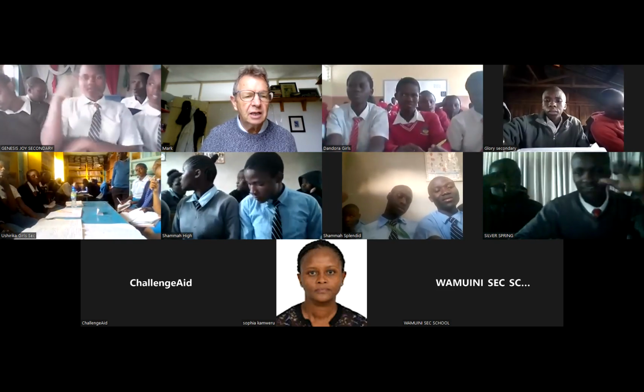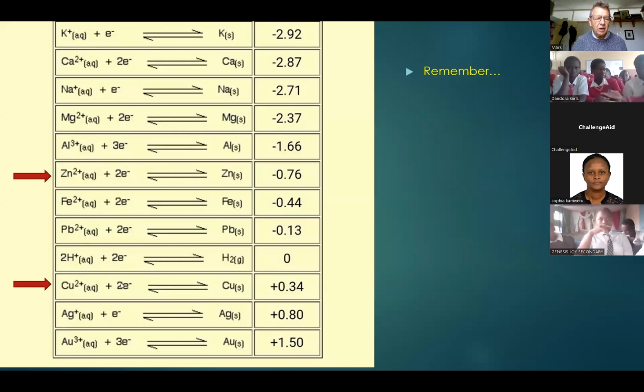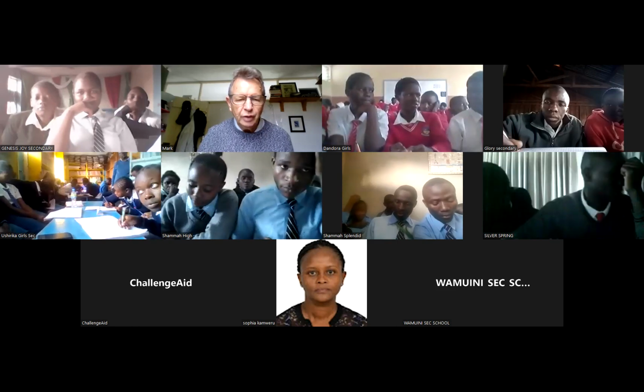Let's go back to this. Look at this. I hope you can see this now. Do you remember we were just looking at the zinc and the copper before? The rule was that the more positive one goes forward and the less positive one goes backwards. If you look at magnesium up here at negative 2.37 and silver down the bottom at positive 0.8, the silver will go forwards and the magnesium will go backwards. That's really important that you get that.